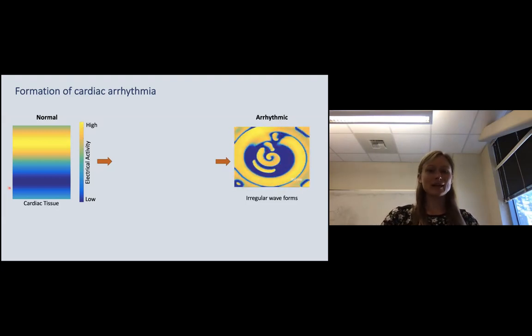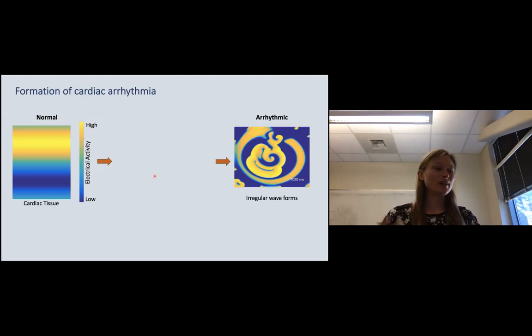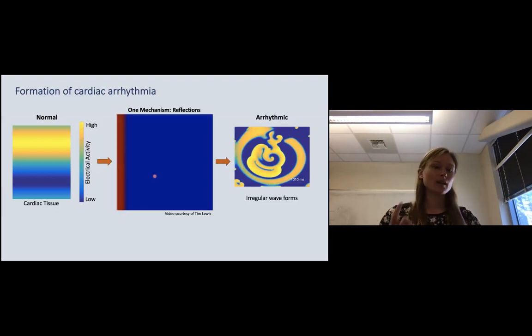But there's a big gap missing here in the middle. How do we actually get from this normal operation into these arrhythmic rhythms? One of the mechanisms that's been thought to generate arrhythmias is wave reflection. And this is the mechanism that we're trying to understand.